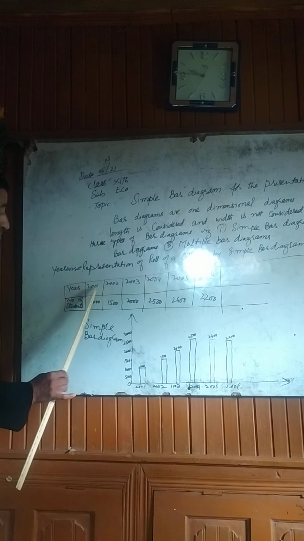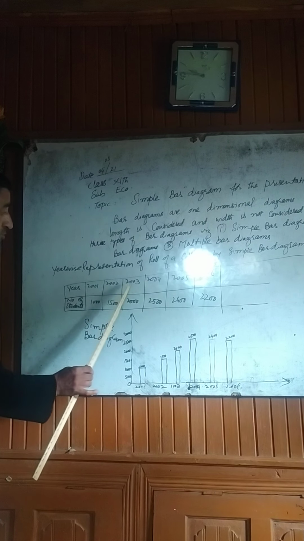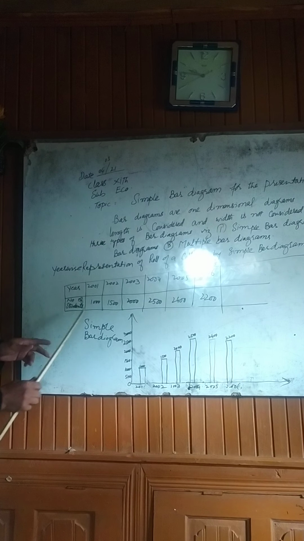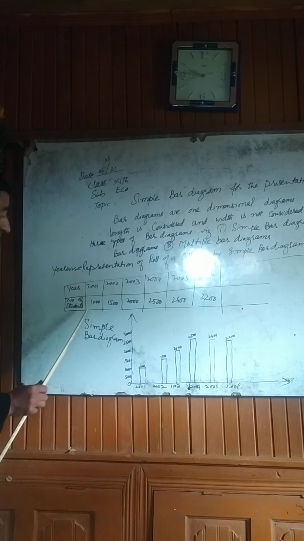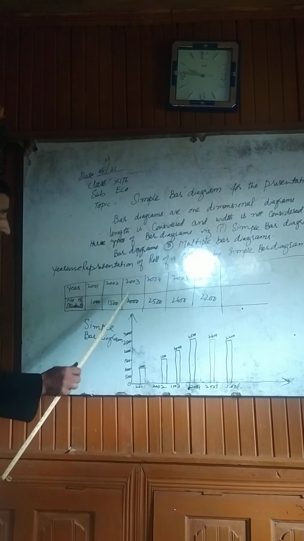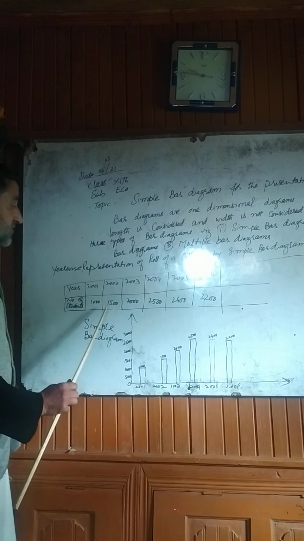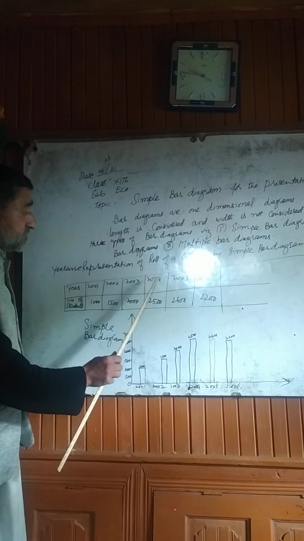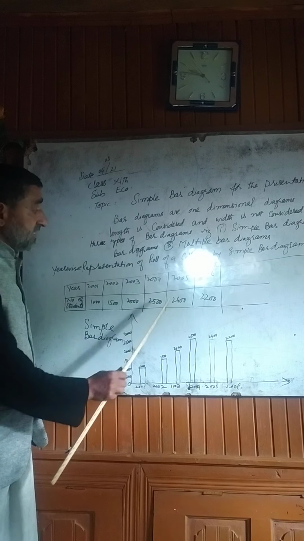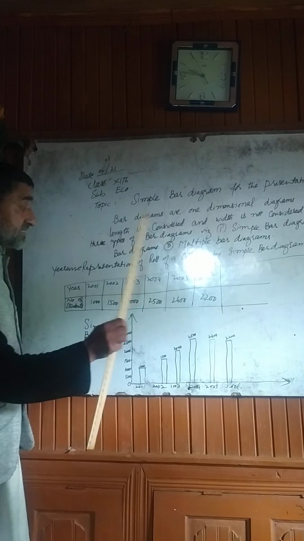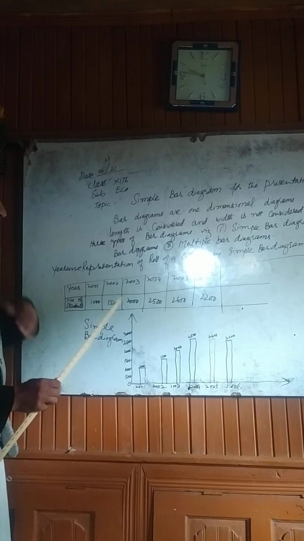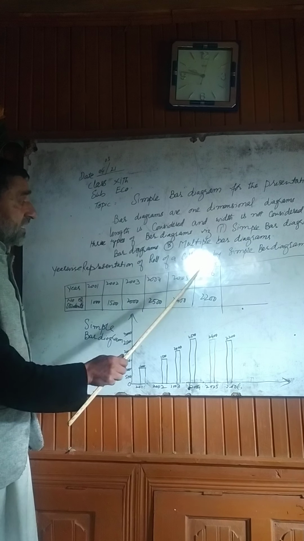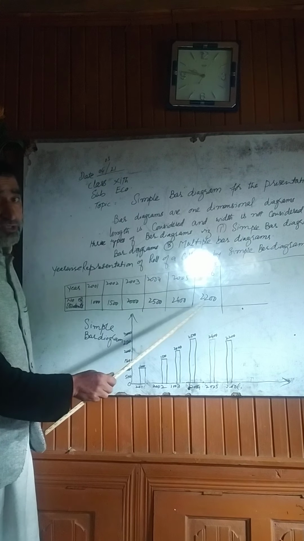The years are 2001, 2002, 2003, 2004, 2005, 2006. The roll in 2001 was 1000. Gradually it increased up to 1500, and in 2003 it was 2000, in 2004 2500, and in 2005 it decreased, and it became 2400, and in 2006 it was 2200.